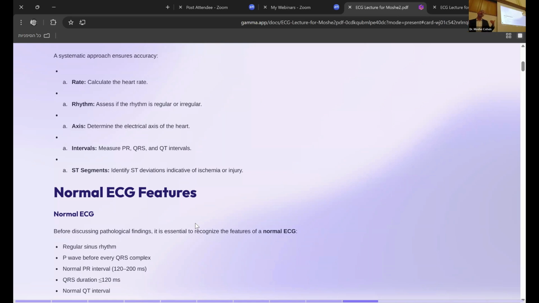So why would we have a delay in the PR interval, a longer PR interval, more than 0.2 seconds? No, it's very simple, actually. Why would we have a prolonged PR interval? Remember, the PR is the conduction of electricity through the AV node. So why would we have a prolonged PR interval? Because of AV block.